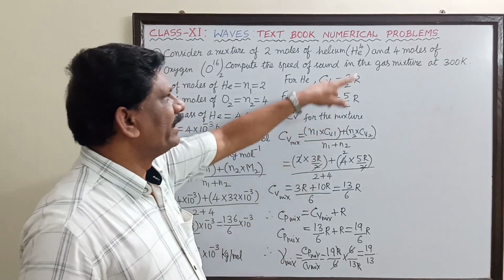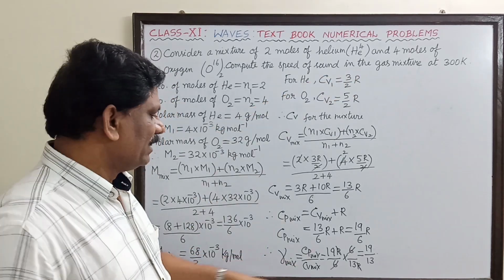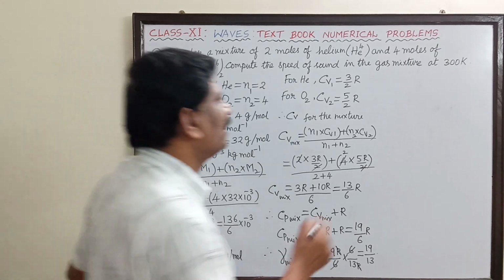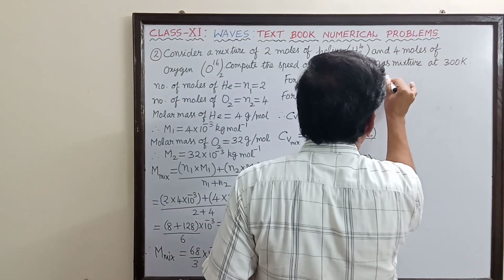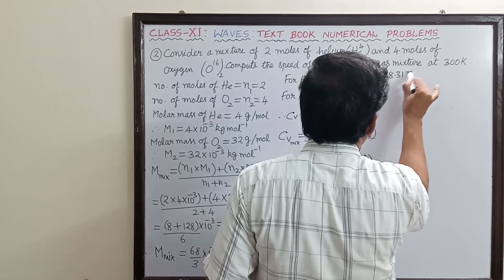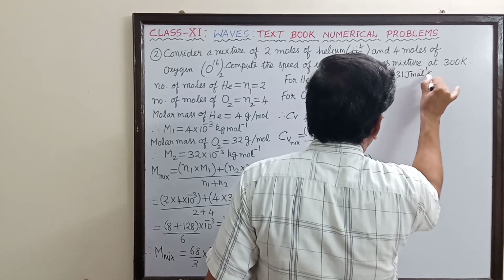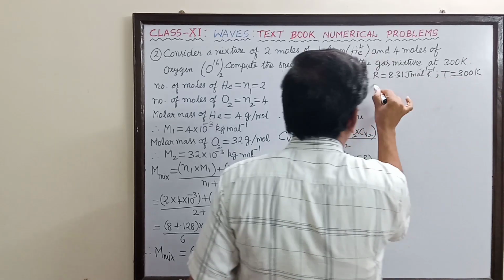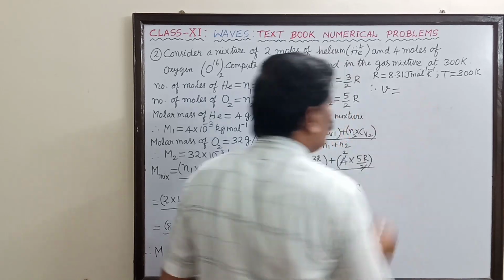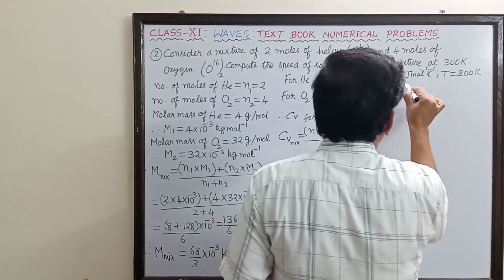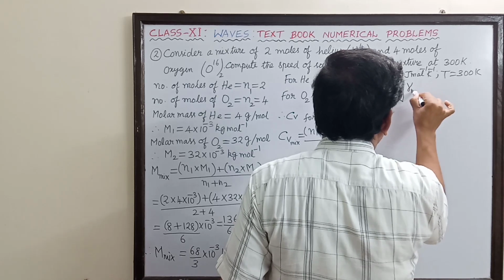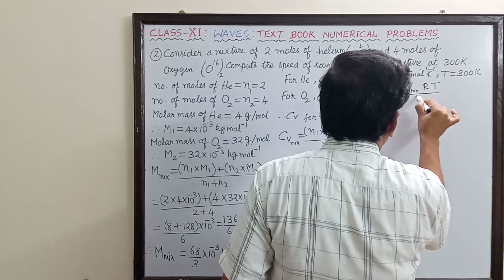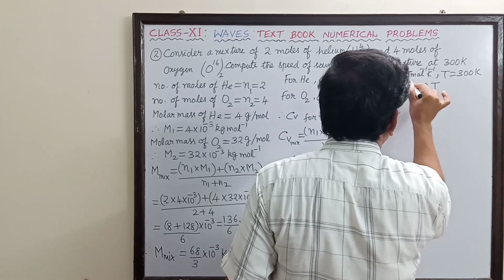Now what is given here: temperature is 300 K and the gas constant R is 8.31. We must know that it is a constant. So I will write here, gas constant R is equal to 8.31 joule per mole per Kelvin, and T is equal to what? 300 Kelvin. Therefore the velocity of sound through the mixture of gases is equal to, this is gamma of the mixture times R into T divided by the mass of the mixture.